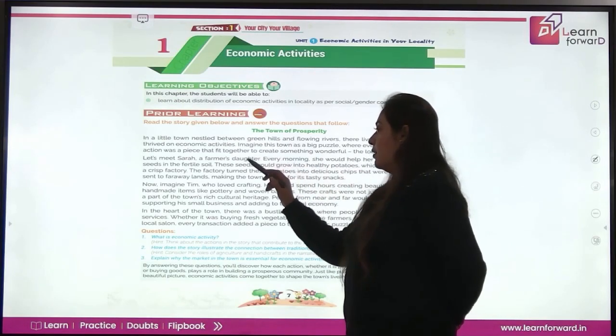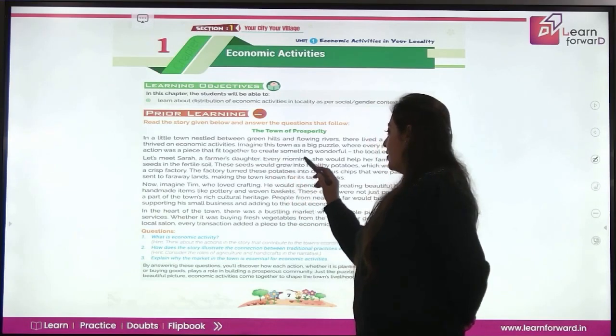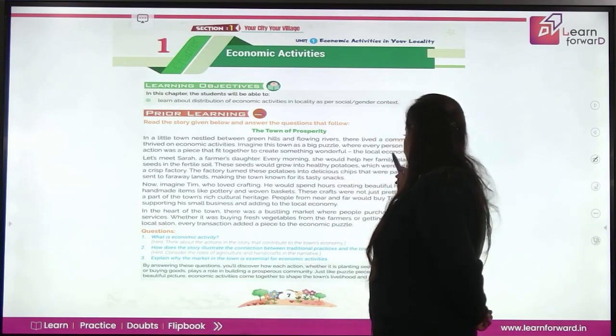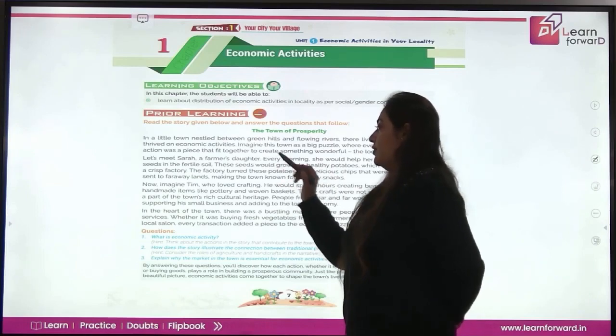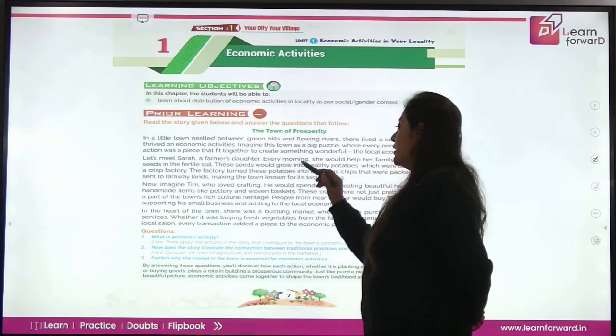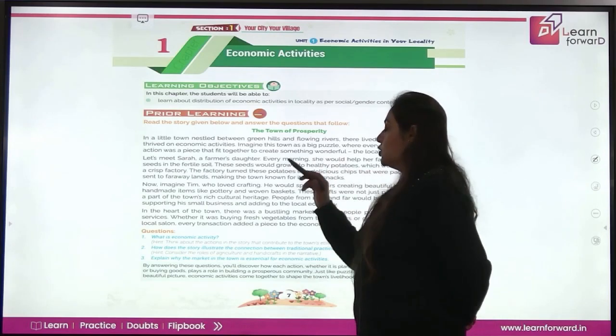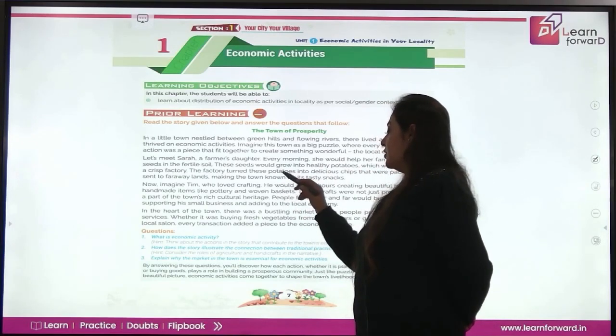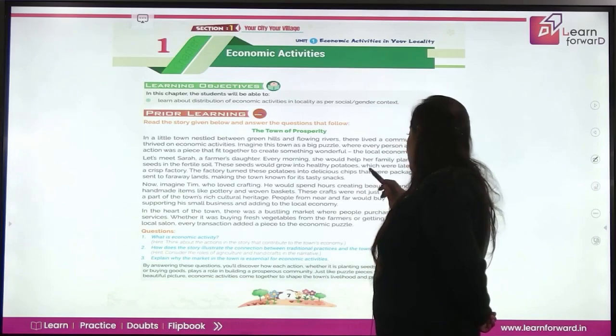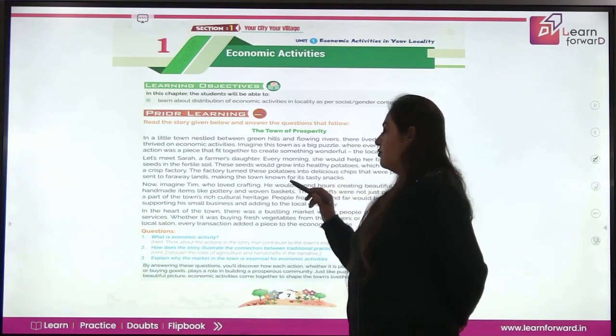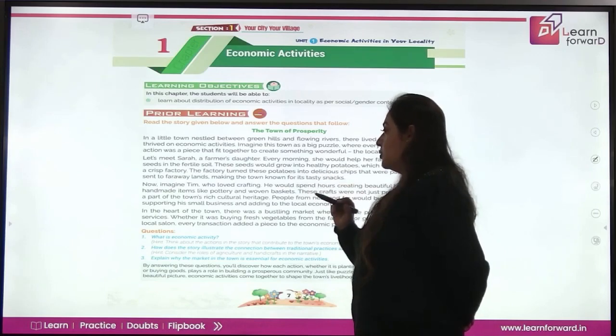Let's meet Sarah, a farmer's daughter. Every morning, she would help her family plant potato seeds in the fertile soil. Now, these seeds would grow into healthy potatoes, which were later sold to a crisp factory. The factory turned these potatoes into delicious chips that were packaged and sent to faraway lands, making the town known for its tasty snacks.